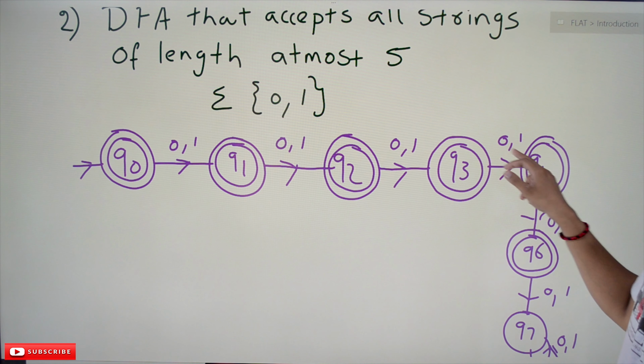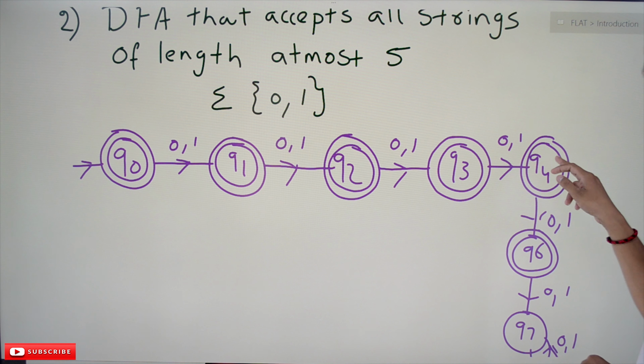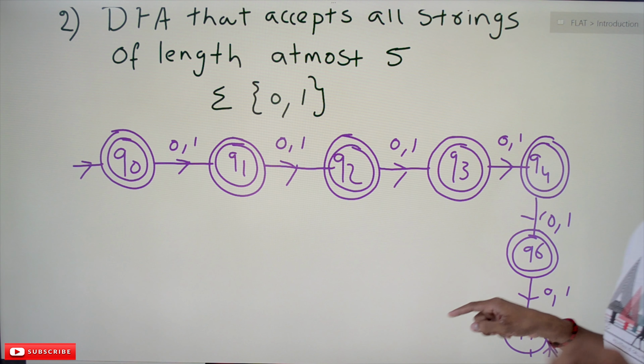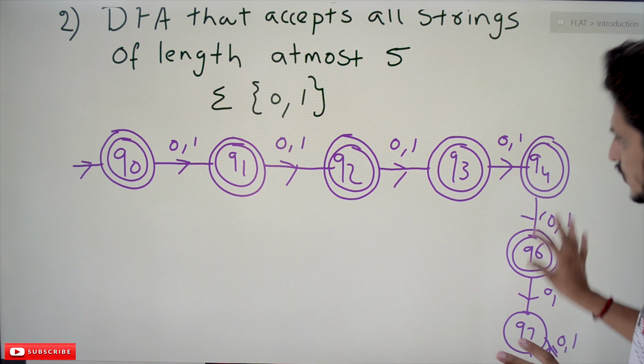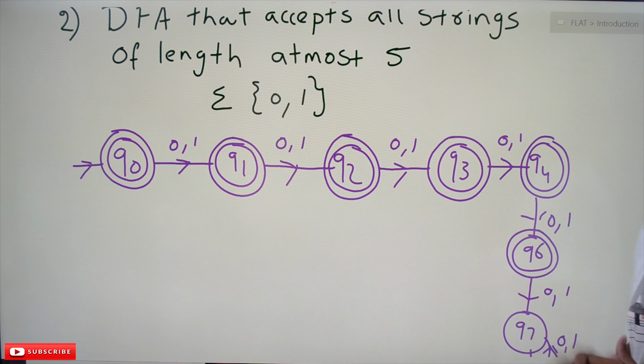Whenever you see four characters, either 0 or 1, we are moving here. Because of space constraints, we are going down here. You can draw it like this, horizontally. After that, if you see 0 or 1, whenever you see 5 characters, you end up in this state. Up to here it is accepted. That's why all these are considered final states.